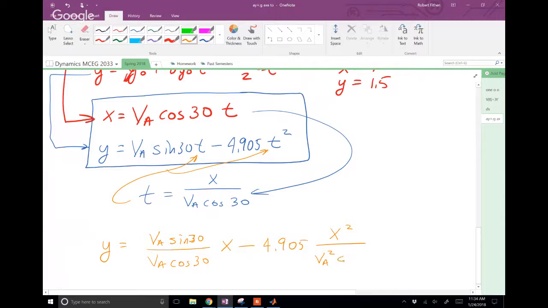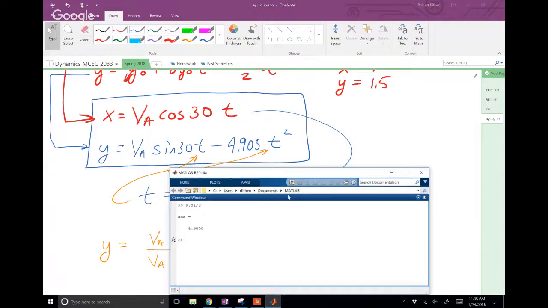VA squared. Cosine squared 30. Did I include it all? I don't know if I did or didn't. Now here's where you'll probably stop right now and go to a calculator. I'm probably going to stop and go to MATLAB. So if you don't mind, let me see if I can do that.